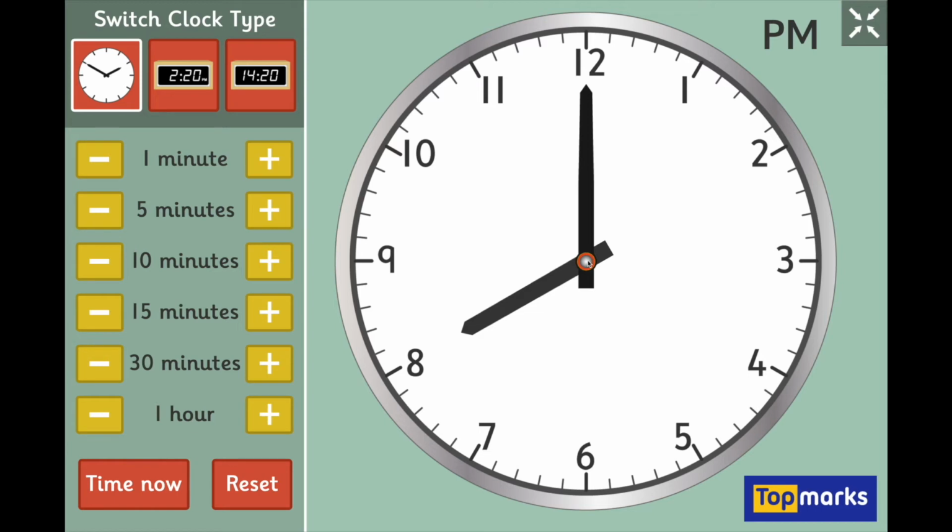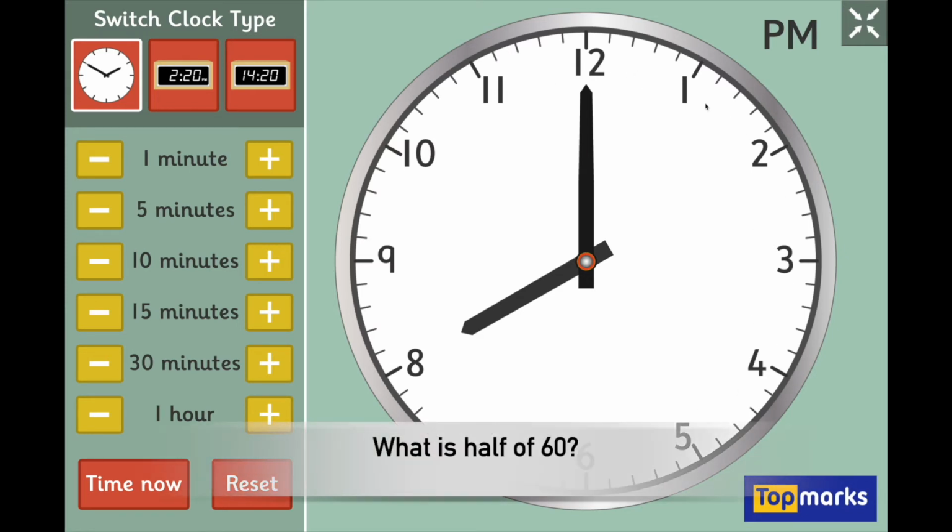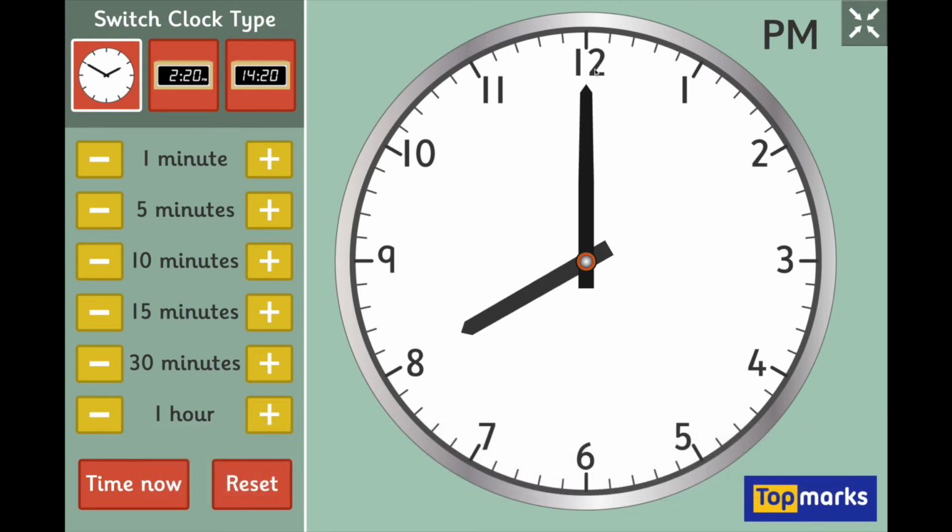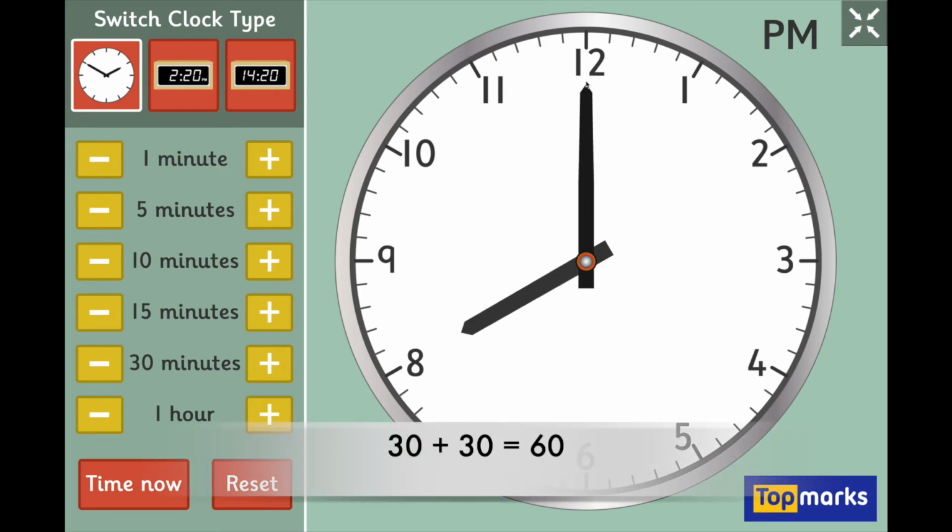Okay, now we are going to move on to half past times. So half past means that half the time of 1 hour has passed. Think about that for a moment. If there are 60 minutes in 1 hour, what is half of that time? Half of 60. Meaning we divide the number 60 into 2 equal halves. Do you know the answer? Well done. 30. 30 is half of 60 because 30 plus 30 makes 60.